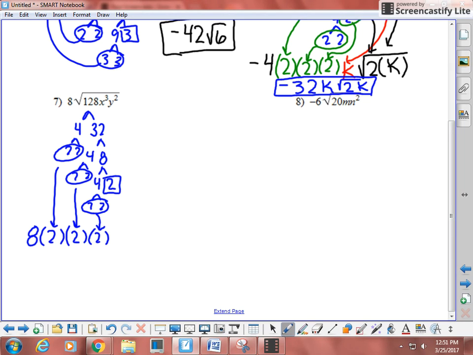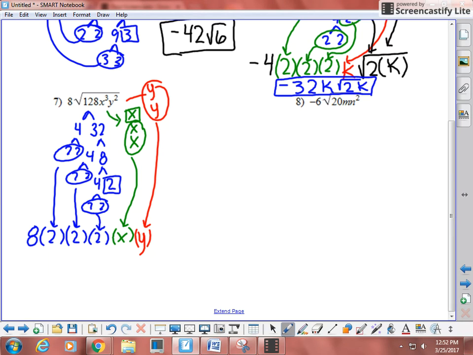Now, I have 2 different variables here that I'm working with. So this one is going to give me 3 x's. So I have a couple and I have a single. So the couple is going to go outside. The single will stay in. Y squared is y and y. There's a couple, so they go outside. So now what we have left inside of the square root is anything that's single. So this 2 is single, and this x is single.